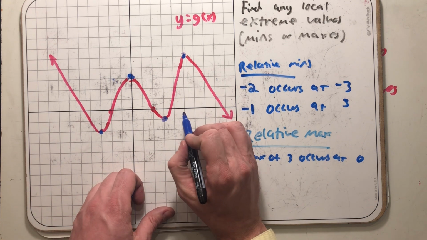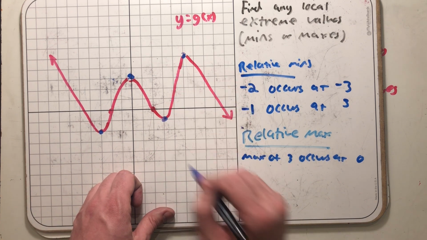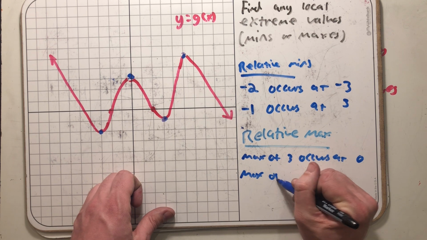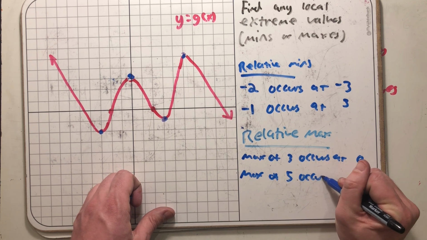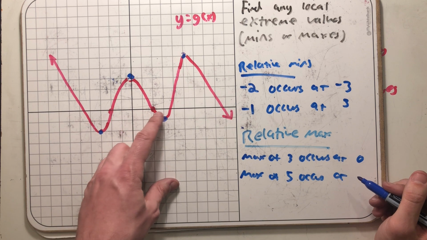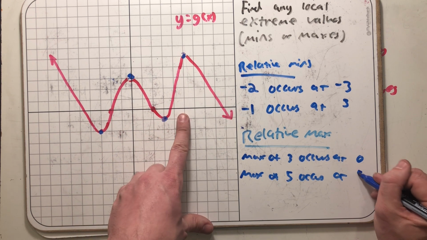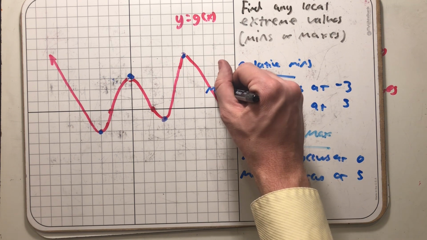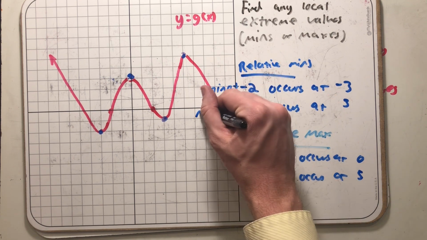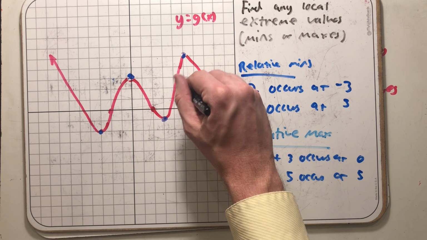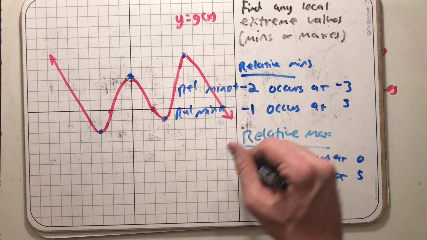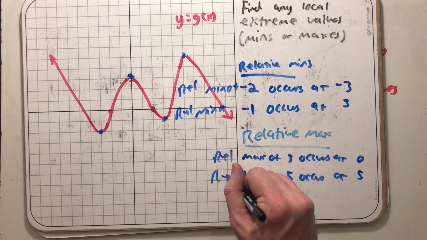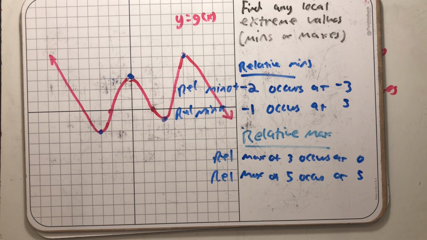And then there's a maximum of 1, 2, 3, 4, 5, and that occurs at 5. The max is a y coordinate. It happens at an x coordinate. And I should probably use all the words here. Min of minus 2, a minimum of. And I could even say a relative minimum. Relative maximum, and say all of the things I could possibly say.